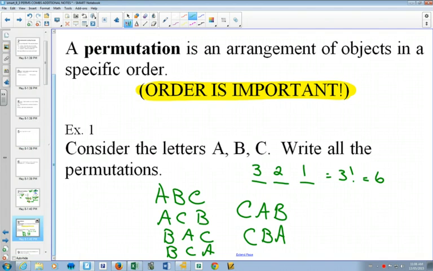sometimes it is kind of time consuming. At least it wasn't the whole alphabet. Oh, that would be nasty. 26 factorial, type that into your calculator and you can see how many you would have to write out.